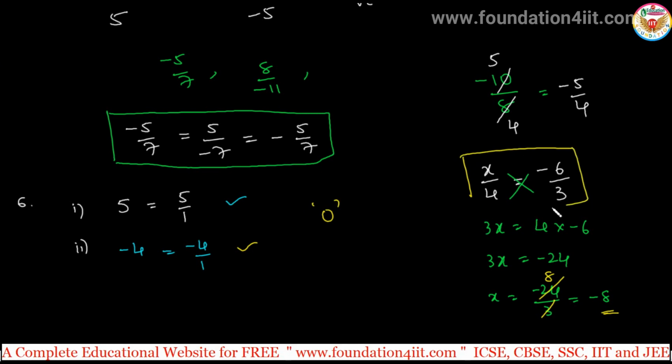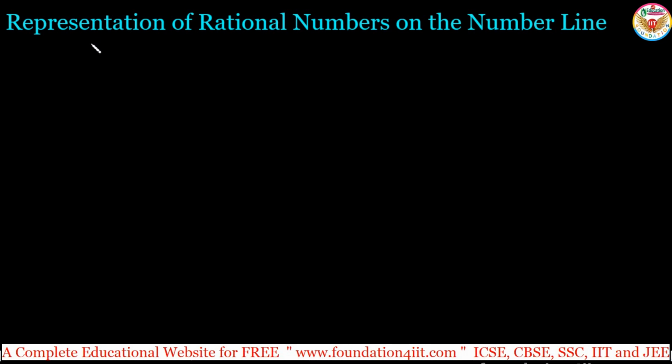So whenever two rational numbers are equal, with numerator and denominator on both sides, just go for cross multiplication and solve. Right? These are the important properties of rational numbers. Mostly based on these properties only, we need to solve the problems also. Let us see how to represent rational numbers on the number line.